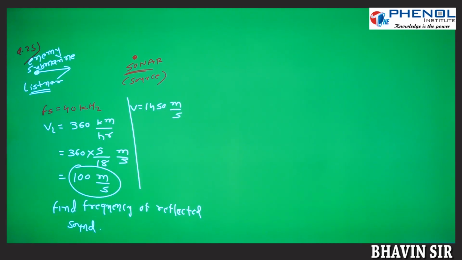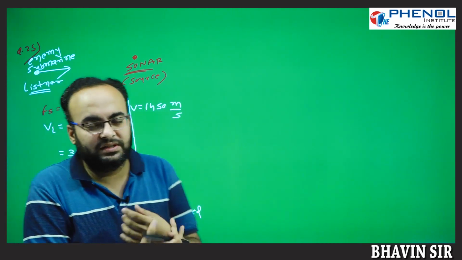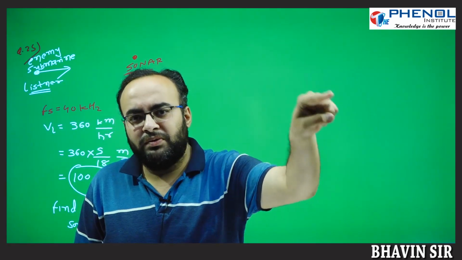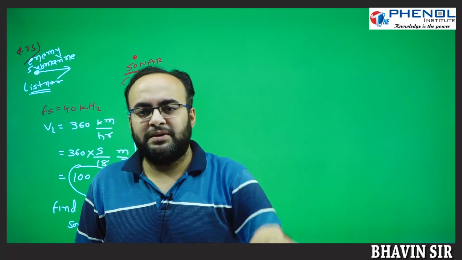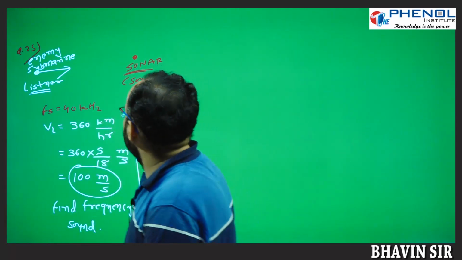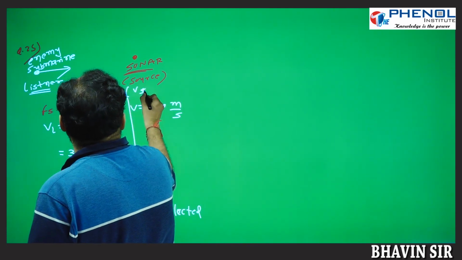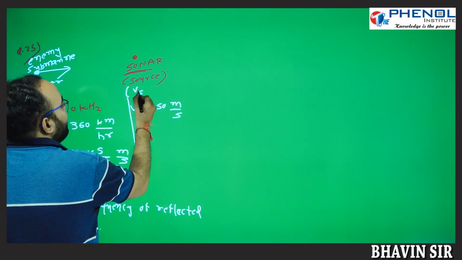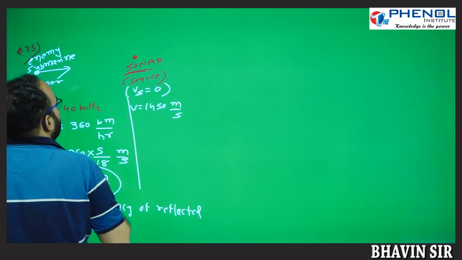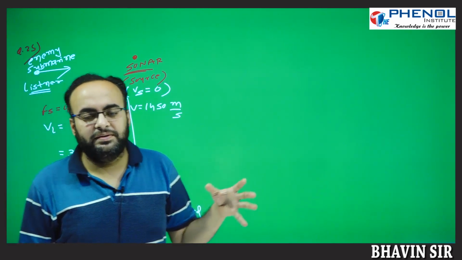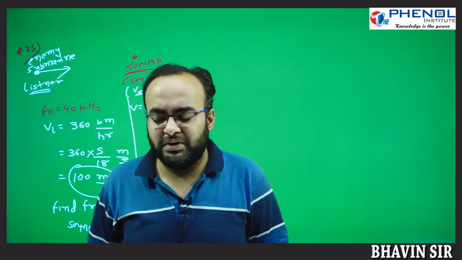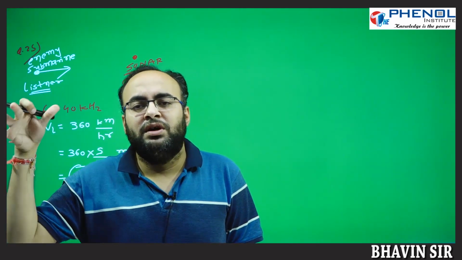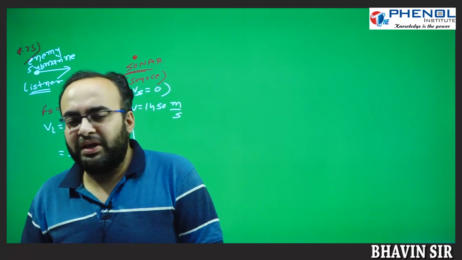So see students, in the first case, what is the first case? In the first case, there are two cases, students. So in the first case, sonar is placed in one submarine, and that submarine is stationary, so speed of source is 0. Speed of sonar submarine is 0. So in the first case, sonar is placed in one submarine, which is stationary, and it emits a sound of frequency 40 kilohertz.